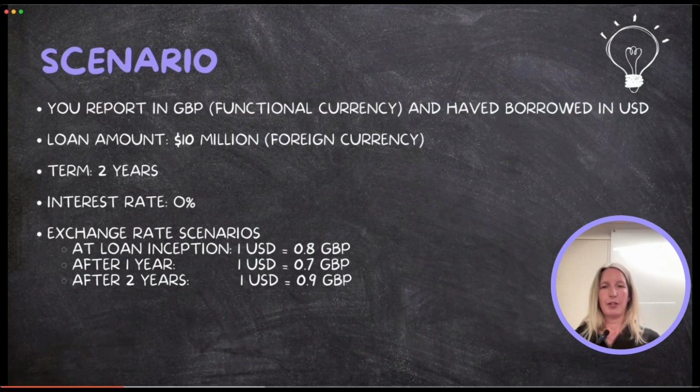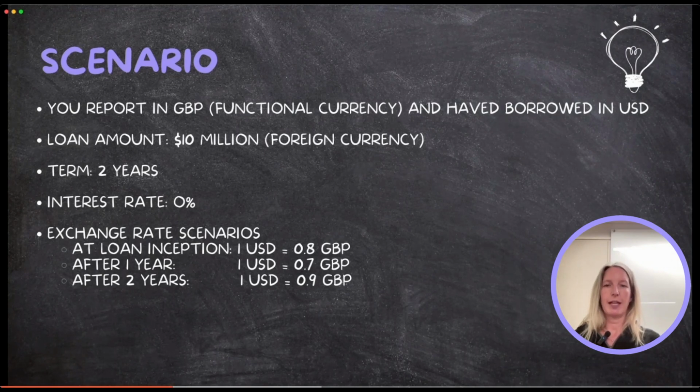So imagine you are a GBP functional company, and you sit here in the UK and you have just borrowed a loan in US dollars. Let's say it's $10 million. It's a foreign currency for you. The tenor is 2 years. We're going to disregard interest rates for simplicity reasons for today. And then we're going to look at 3 scenarios.